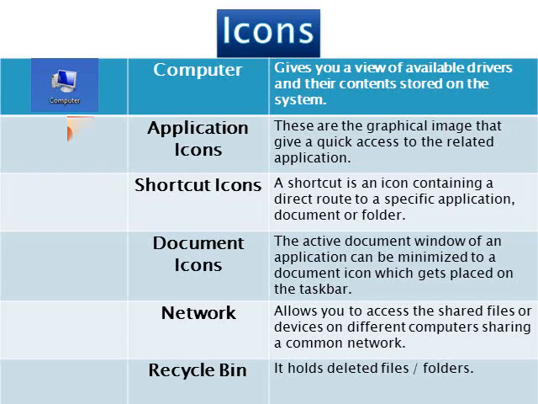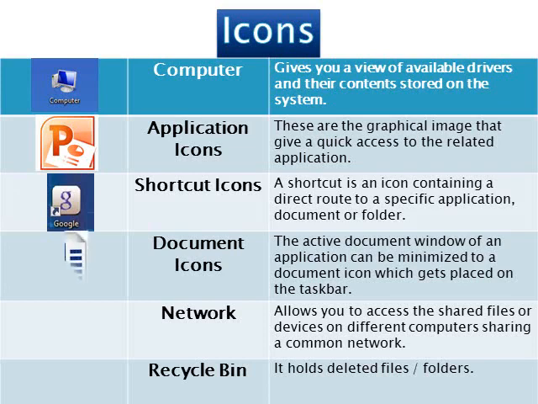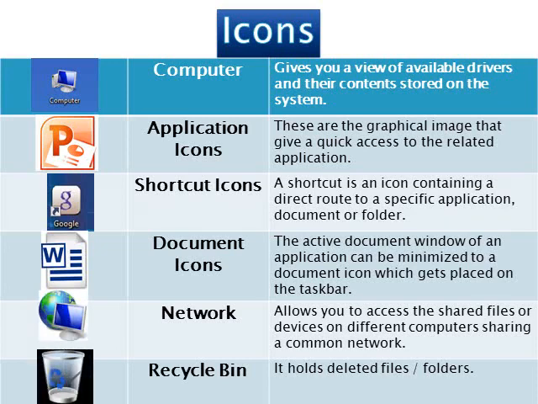Next is application icons. These are graphical images that give quick access to the related application. Shortcut icons. A shortcut is an icon containing a direct route to a specific application, document or folder. It has a small jump arrow on its lower left corner. Document icons. The active document window of an application can be minimized to the document icon, which gets placed on the taskbar.